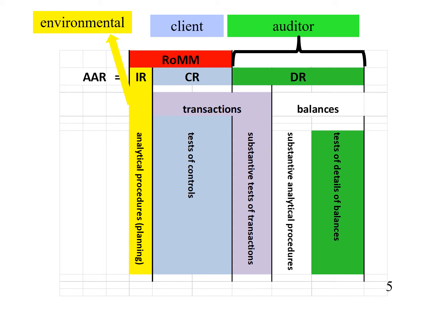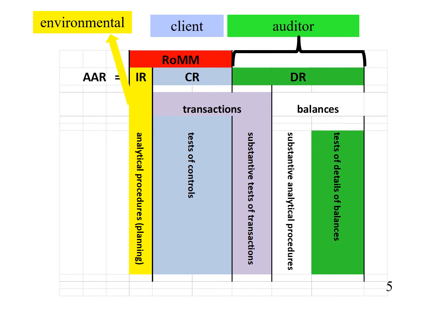Here's a little visual. If it helps, great. If it doesn't, that's okay too. Inherent risk is environmental. Control risk, the client has control over. Detection risk, the auditor controls. RoMM is a combination of inherent risk and control risk.